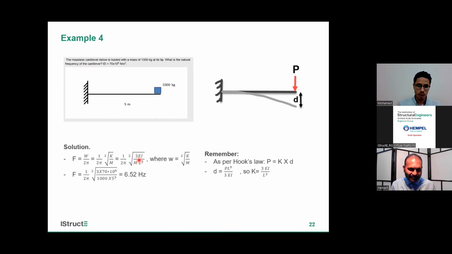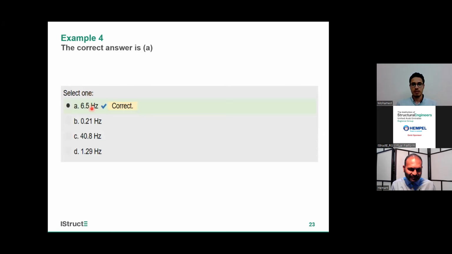We have all the knowns. We have EI, it's given. We have the mass, it's given also. We have the length. So we'll just put in our numbers and calculate it. Okay. So this is the answer.